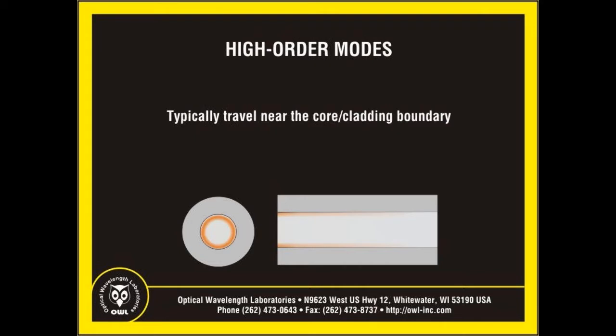High-order modes, on the other hand, tend to occur near the core-to-cladding boundary. Because of this, light traveling in high-order modes naturally disappears into the cladding well before reaching the end of a fiber optic link. Eventually, all of the light traveling in high-order modes will be lost. When this happens, the fiber has achieved what is called equilibrium mode distribution, or EMD.